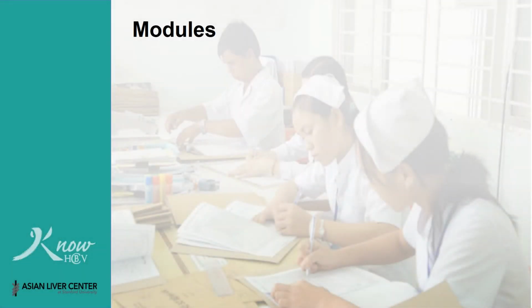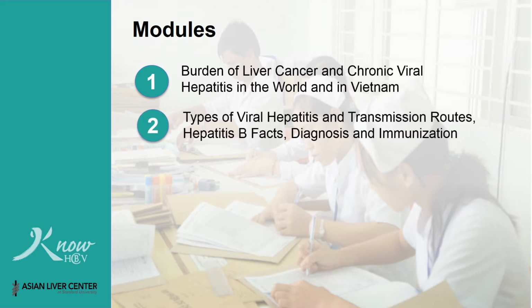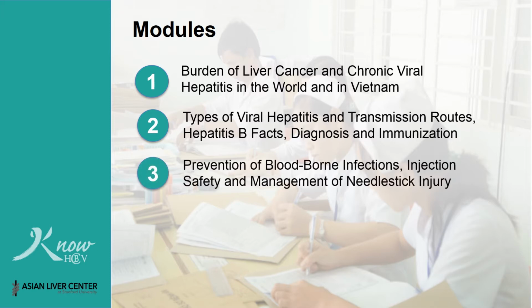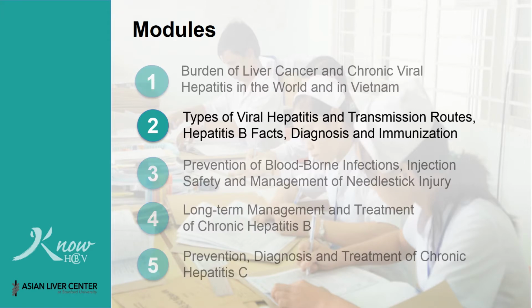The Nov28 HCV online training course consists of the following modules. Module 1. Burden of liver cancer and chronic viral hepatitis in the world and in Vietnam. Module 2. Types of viral hepatitis and their transmission routes, hepatitis B facts, diagnosis, and immunization. Module 3. How to prevent the transmission of bloodborne infections and injection safety. Module 4. Long-term monitoring and treatment of chronic hepatitis B. Module 5. Prevention, diagnosis, and treatment of chronic hepatitis C. At the end of each module, you must pass a quiz before moving on. Now, let us begin with Module 2.